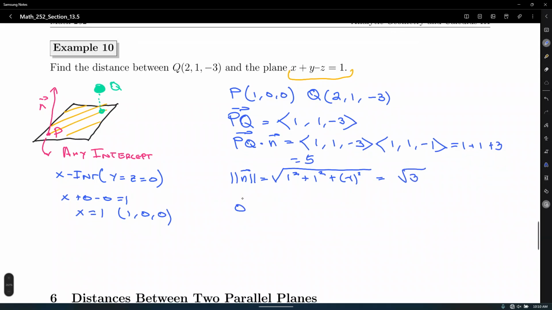Okay, so the distance. Let's put everything together. That's the absolute value of the dot product between PQ and n, over the magnitude of n. That is 5 over the square root of 3. And that's it for today. Let me stop the recording.